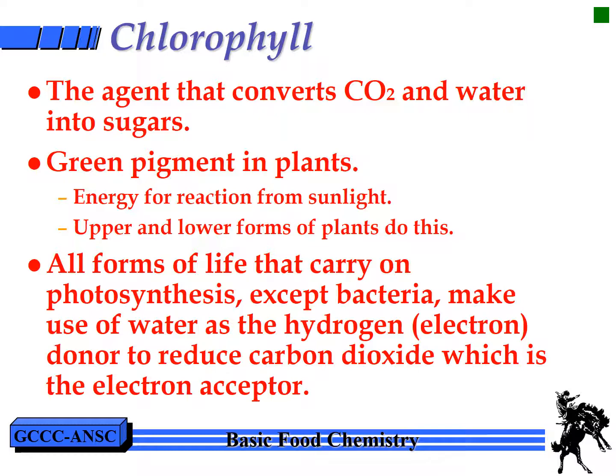Not only upper forms of plants do this, but lower forms do it as well. All forms of life that carry on photosynthesis, with the exception of bacteria and fungi, make use of water as the hydrogen or electron donor to reduce carbon dioxide, which is the electron acceptor. When you get into chemistry, it's all about moving electrons around, whether we're talking about this reaction or the opposite type of reaction, which would be oxidation.